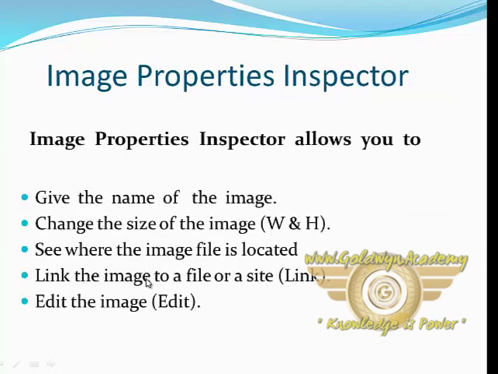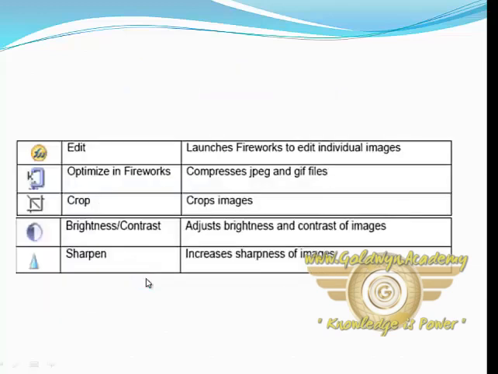Image properties inspector. The image properties inspector allows you to give the name of the image, change the size of the image, see where the image file is located, link the image to a file or a site, and edit the image. Edit launches Fireworks to edit an individual image. Optimize in Fireworks compresses JPEG and GIF files.